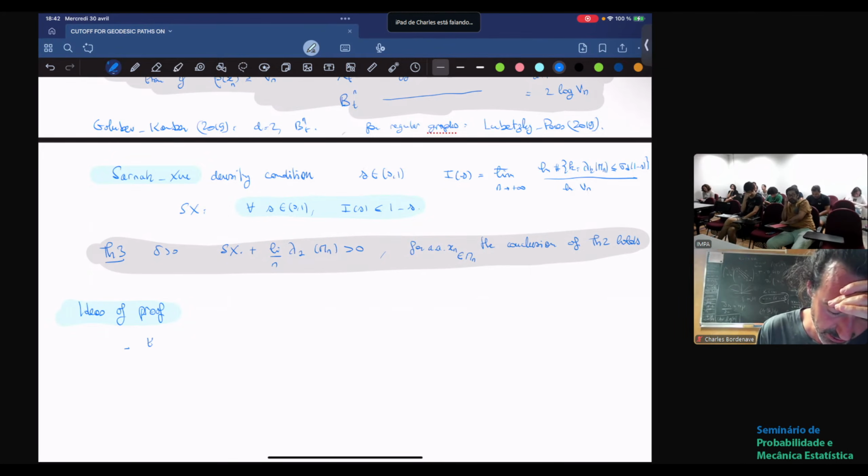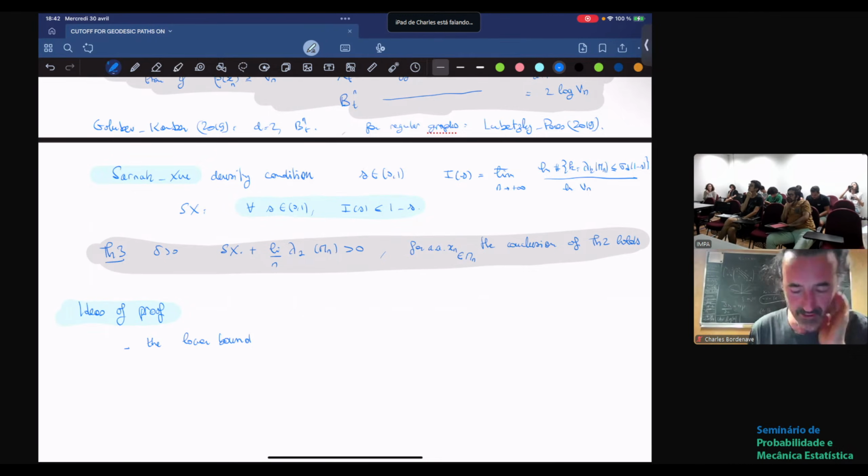In the cutoff, you have two conditions. You have to prove that before the cutoff time, you are far from equilibrium, and slightly above the cutoff time, you are essentially at equilibrium. So how does the lower bound work? This is elementary.